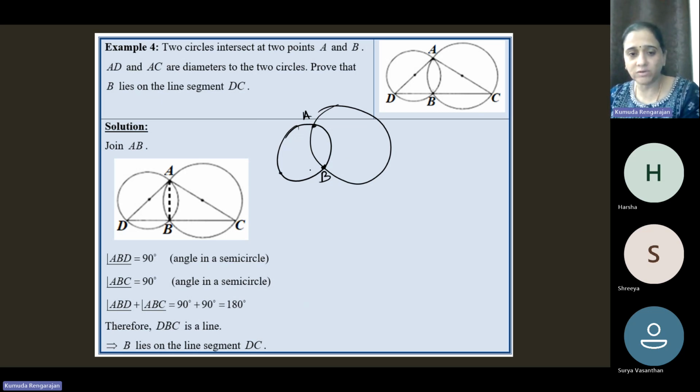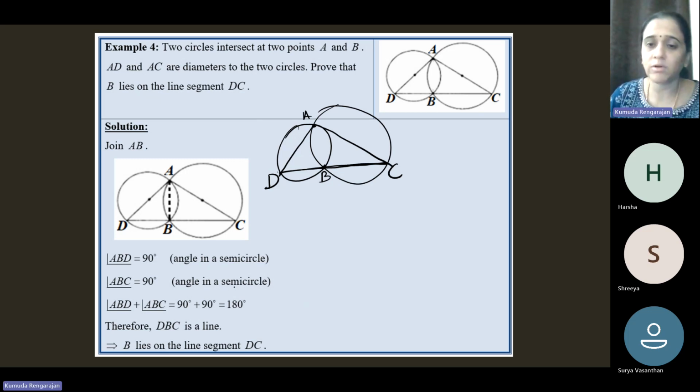So B lies on DC, no? First, draw that carefully. Because if we choose DC first, then joining the rest becomes difficult. So join first. B lies on DC, so there should be D here and C here. Now AD is a diameter, so you should join AD. AC is a diameter, so join AC.